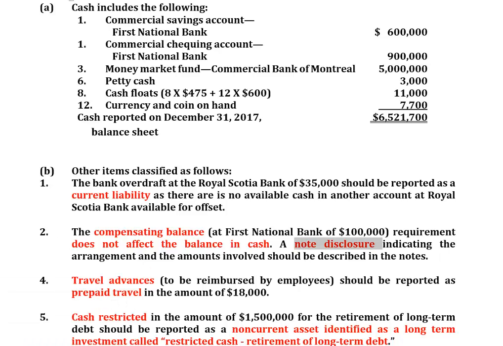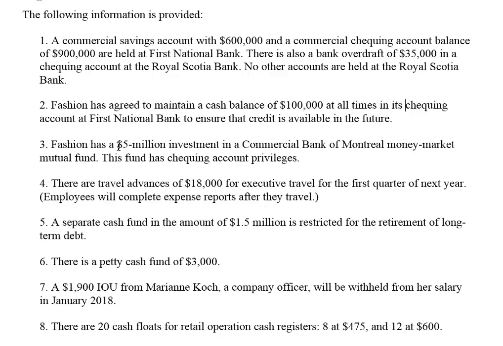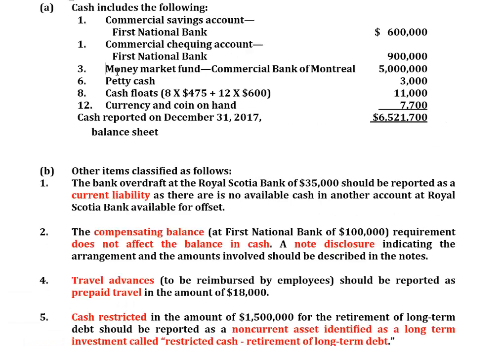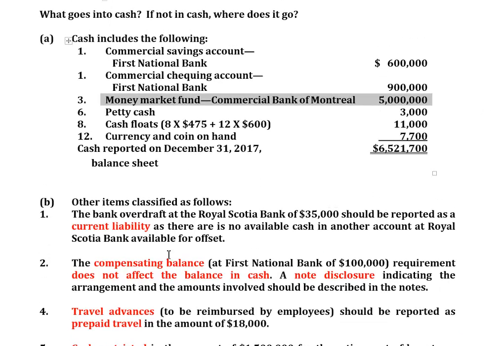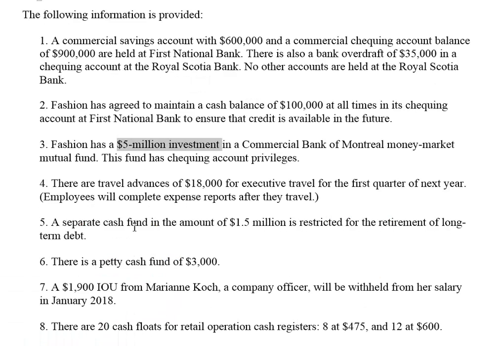The next item, number 3, Fashion has a $5 million investment at the Commercial Bank of Montreal in a money market mutual fund, but it has checking account privileges. So as soon as you know you have a money market fund that has checking account privileges, that means you can write checks against it. So by definition, you remember what we talked about earlier in this segment? The $5 million investment is going to be considered cash. So what we're going to do is include it in our cash balance calculation and add that $5 million in there. Okay? Now, let's go back to the next item.